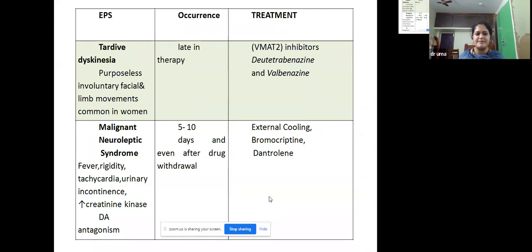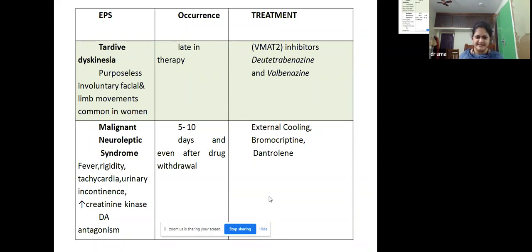Tardive dyskinesia is purposeless movements, which occur late in therapy. It occurs mainly due to dopamine supersensitivity. So dopamine regulators have to be used, that is, vesicular monoamine transporter inhibitors: deutetrabenazine and valbenazine are used.